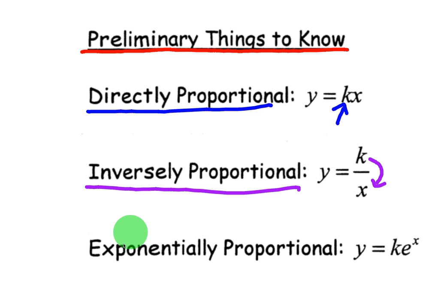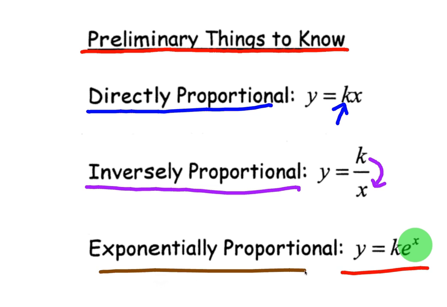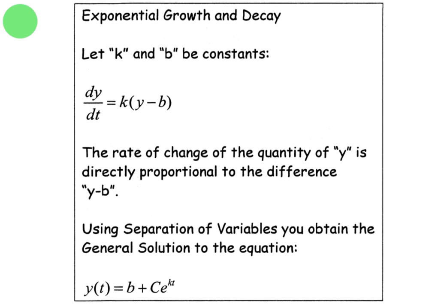The third type of proportion is called exponentially proportional. We won't be studying that one as much, but basically what that means is you still have k, so notice all three of these have a k factor, but in this case, y is equal to k times e to the x. Completely different type of proportion, and again, we're not going to get into that one as much. All right, now let's move on.